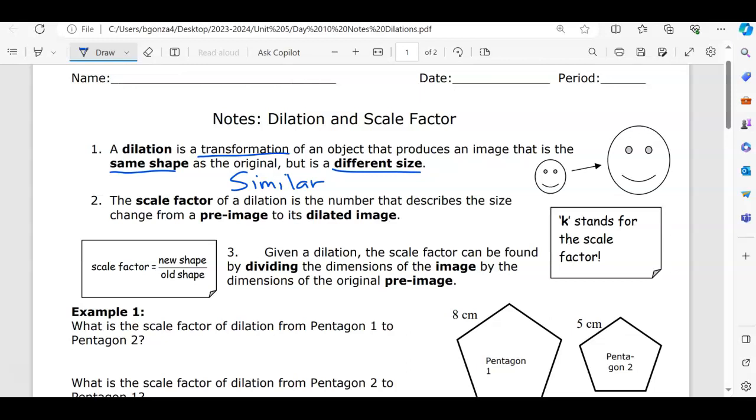All right, number 2, underline scale factor. Scale factor of a dilation is the number that describes the size change from the pre-image to its dilated image. Now that everyone actually has the notes, notice how it says that it's the number that describes the size change from the pre-image to its dilated image. Underneath those words, the pre-image is the original, and the dilated image is the new image. So you have an original, and then you change it, and you got a new one. Original, new.